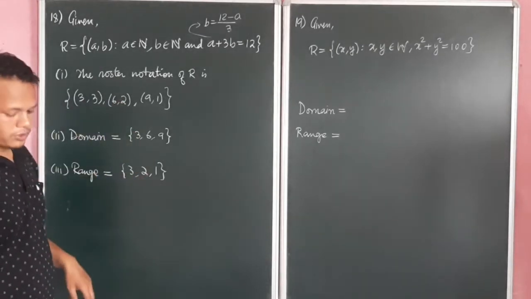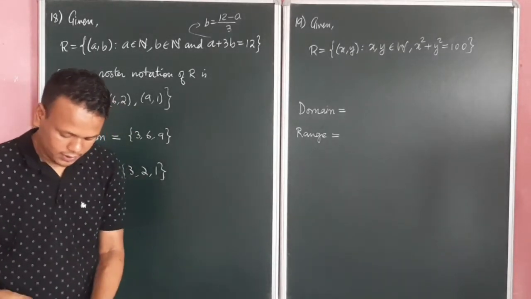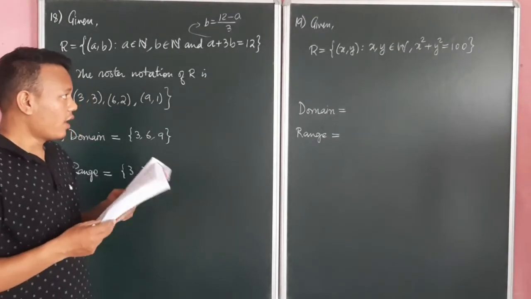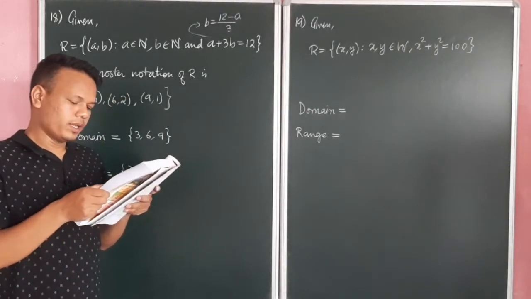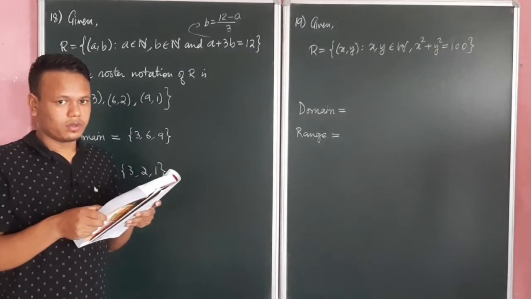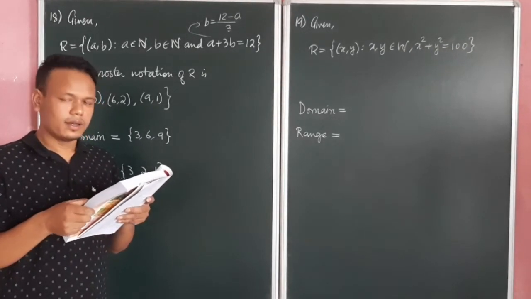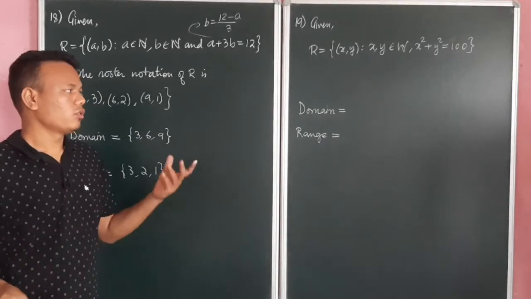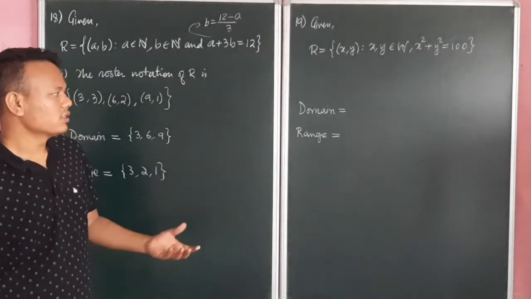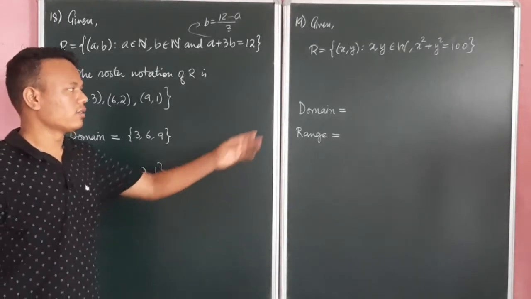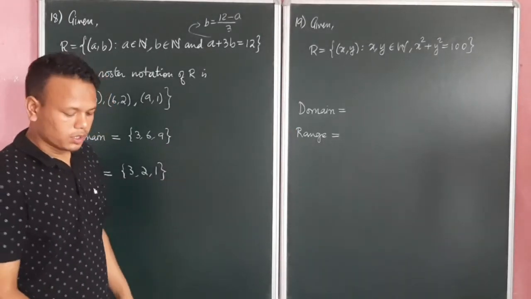Now next problem is question number 19. So question 19 says, if R is given in this way, then find the domain and range of R. Also write R in roster form. So you need to find domain and range, and you need to write roster form as well. And it will be easy for us if we first find the roster form and write down the domain and range. Alright, so let's see.